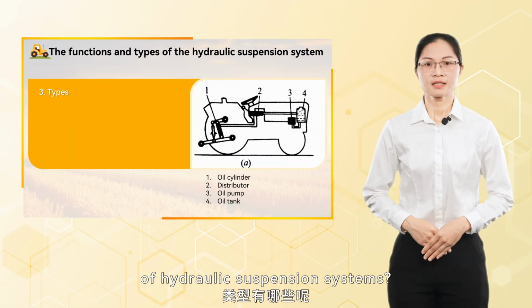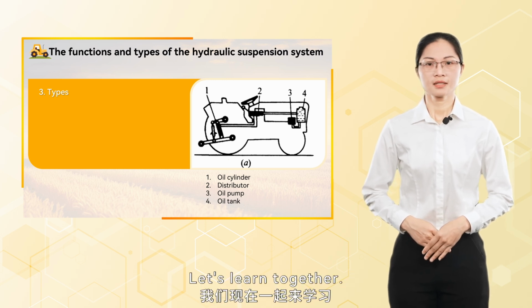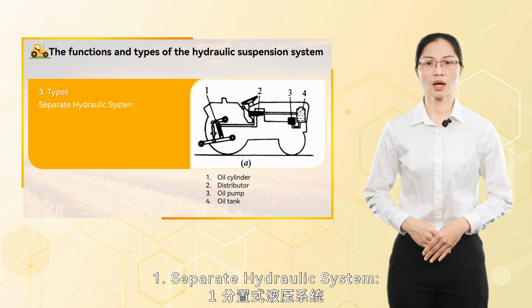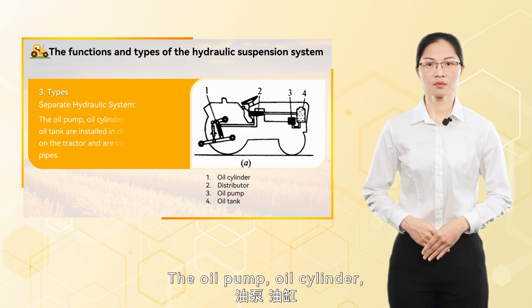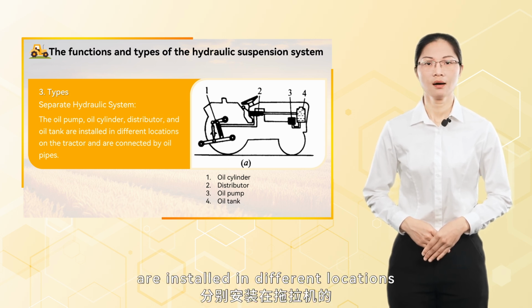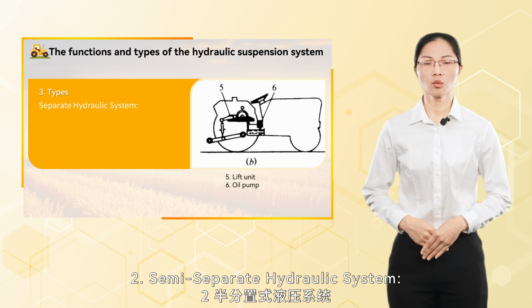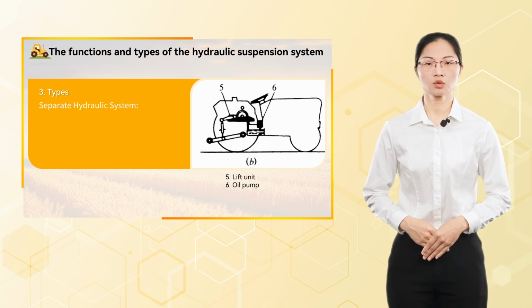What are the types of hydraulic suspension systems? Let's learn together. 1. Separate hydraulic system. The oil pump, oil cylinder, distributor, and oil tank are installed in different locations on the tractor and are connected by oil pipes. 2. Semi-separate hydraulic system.